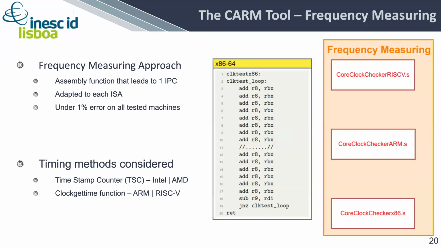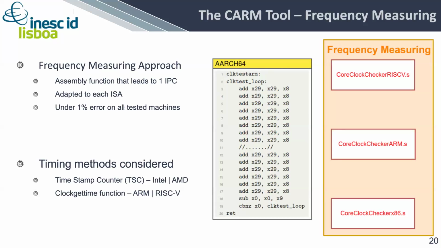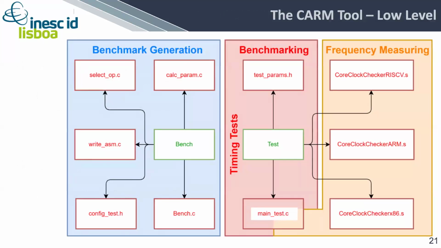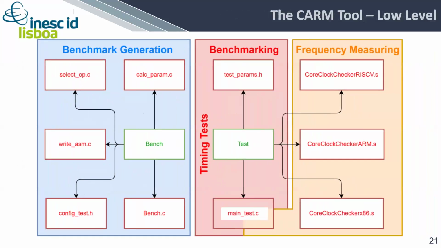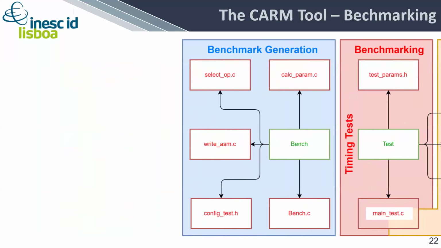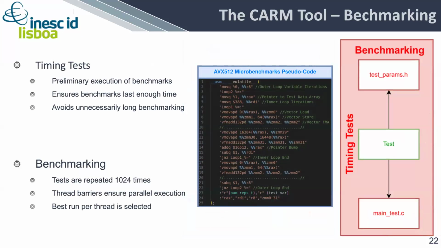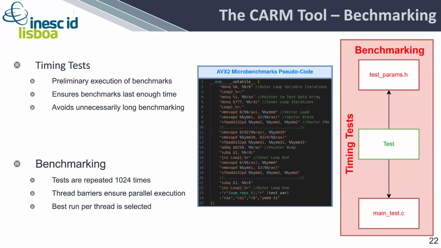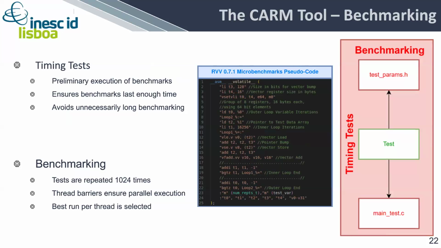And then to measure the time taken by the execution of this function, we use the timestamp counter in Intel and AMD CPUs. And for ARM and RISC-V, we use the clock_gettime function. And so now to finish, after generating the benchmarks and measuring the CPU frequency, we are ready to start executing them. All of this happens in the main test.c file, which coordinates the creation of threads, memory allocation, frequency measuring, and benchmarking.